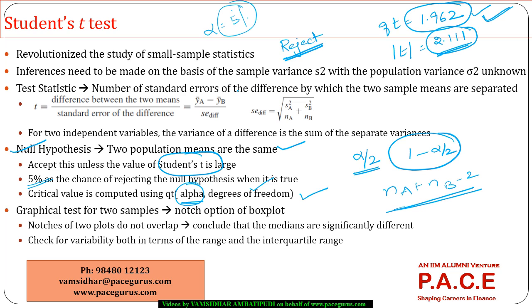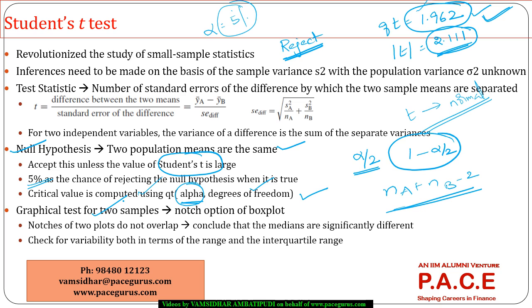So that's where in qt, I am giving 1 minus alpha by 2, which is 0.975. The critical value I have computed using the qt function, where I have given 1 minus alpha by 2, which is 0.975, and the degrees of freedom is Na plus Nb minus 2. Right? When the degrees of freedom is much higher, we see that the t distribution will approximate a normal distribution. So when I'm computing with a normal distribution with alpha equal to 5%, there also we'll get a value more or less closer to this 1.96 itself. So this is one way where, if I'm using the t-test, I can very well compare the difference between the means of the two groups.